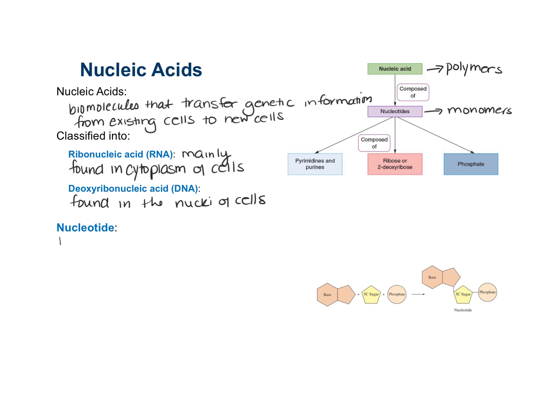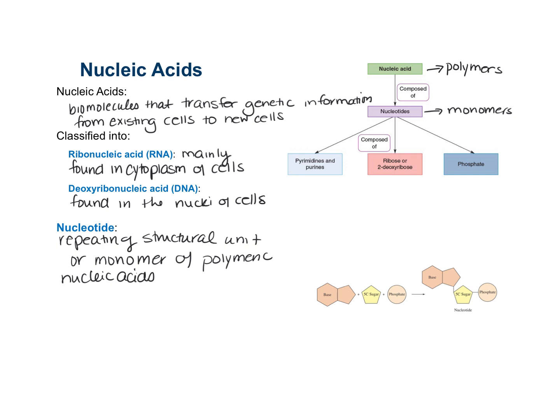So a nucleotide is just a repeating structural unit, or monomer, of the polymeric nucleic acids. Okay, and so we've seen polymers through many of our different biological molecules. Carbohydrates can make polymers, and proteins are polymers. And so this is just another polymer. The only one that doesn't really have polymers are lipids.